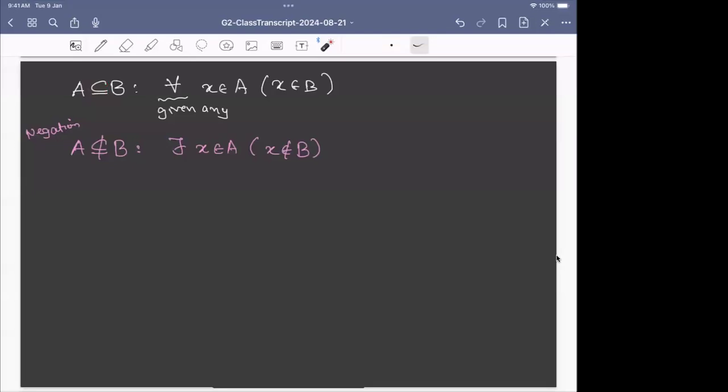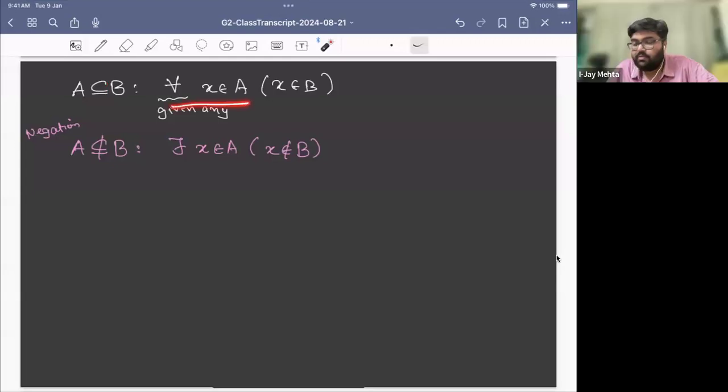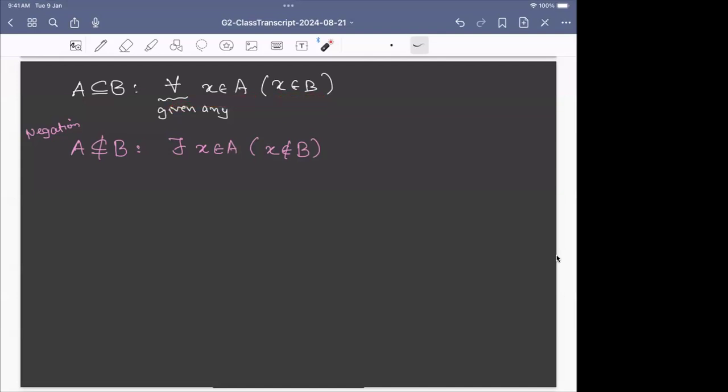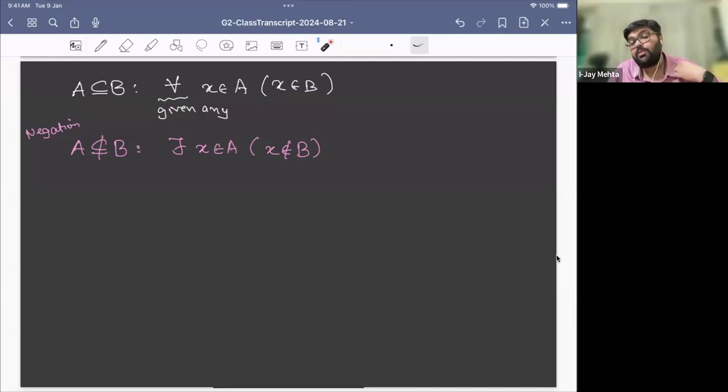A के सारे एलिमेंट्स B में हैं, बस वही लिखा है मैंने. Given any x in A, x is in B. ठीक है ना? ओके. कब सबसेट नहीं है? नेगेशन में सबसेट कब नहीं है, बताओ.